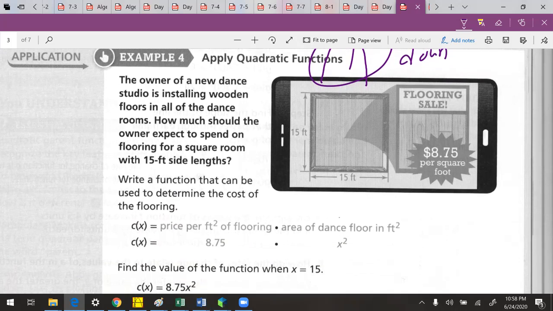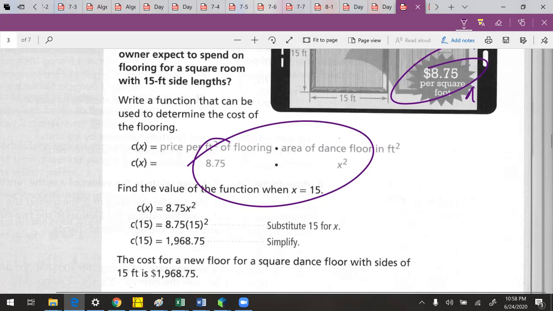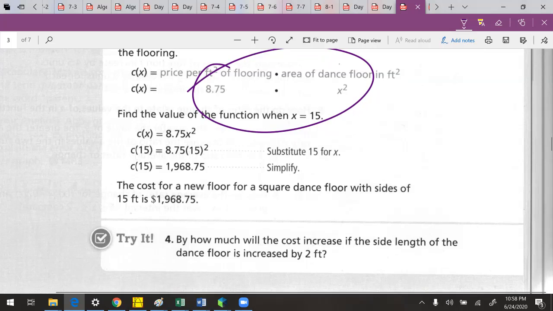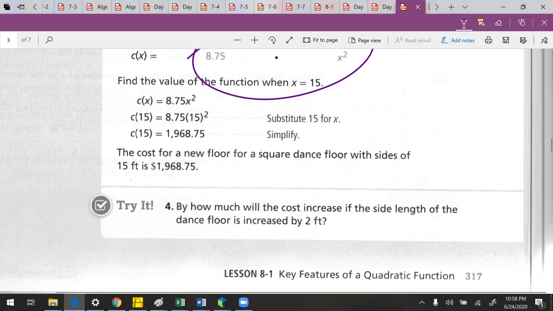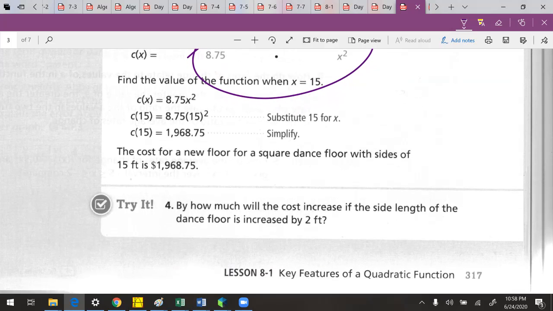The owner of a new dance studio is installing wooden floors in all of the dance rooms. How much should the owner expect to spend on flooring for a square room with 15-foot side lengths? Well, it's $8.75 a square foot. That is your value of a. Here's your function. Put it next to x squared, plug in 15, and we got it. By how much will the cost increase if the side length of the dance floor is increased by 2 feet? Basically, just change 15 to 17 because you're adding 2. 8.75 times 17 squared.